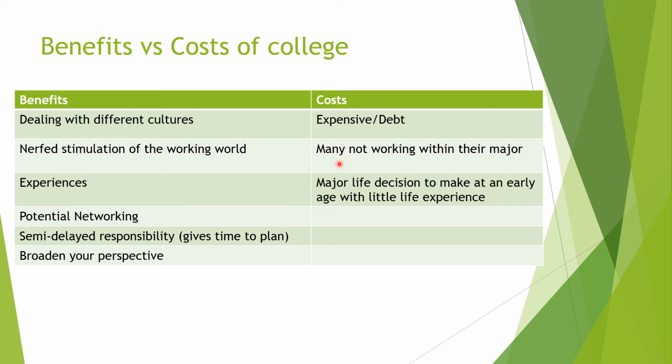Many people, especially nowadays, are not working within their major. So that means let's say I go to school for a degree in biology, I might not be a researcher. I might be working at McDonald's. That could very well happen. It's very common and unfortunate. Another cost is that it's a major life decision that is made at an early age.